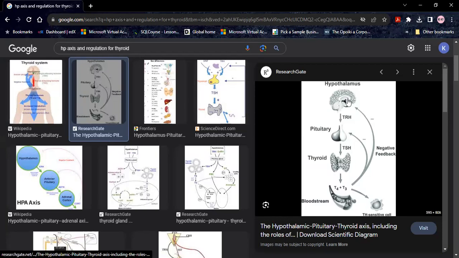We know the thyroid hormone formation is under the influence of the hypothalamus and the pituitary gland. The hypothalamus produces thyrotropin releasing hormone, which stimulates the pituitary gland to release thyroid stimulating hormone. Thyroid stimulating hormone then instructs the thyroid gland to release T4 and T3. The levels of T4 and T3 provide negative feedback to the pituitary gland as well as to the hypothalamus.